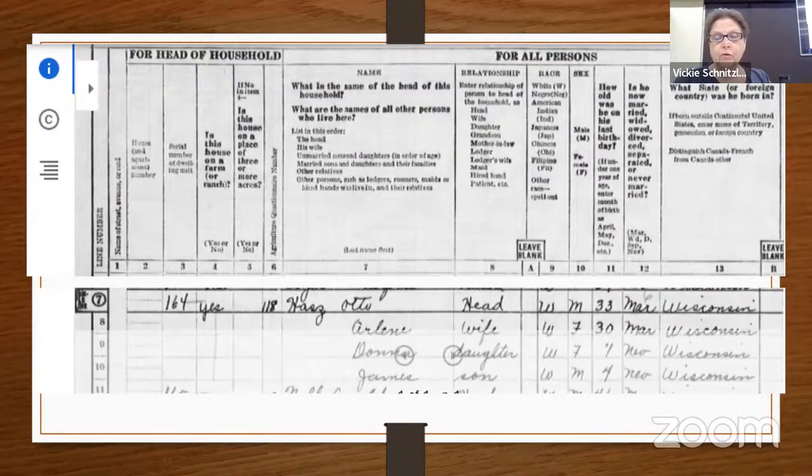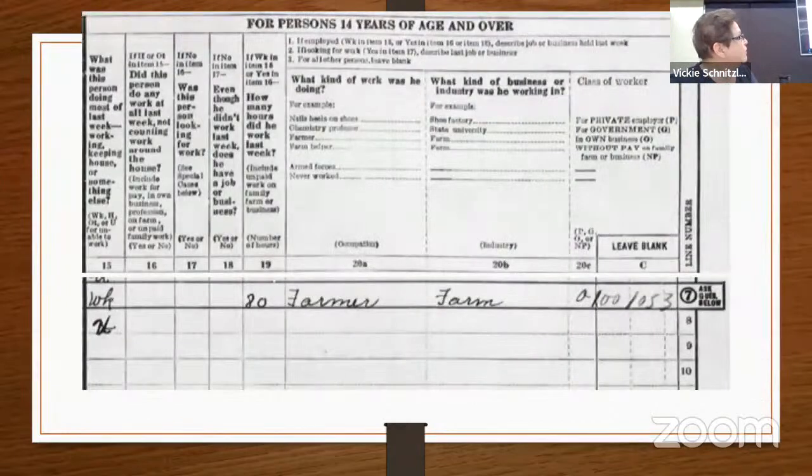All right, so we know that he's the head of the house. The next one is line number 9, which is race, and we can keep going down: male, female, his age, marital status, and he was born in the state of Wisconsin. We'll slip over to the next slide, which will show us the other half of the page.